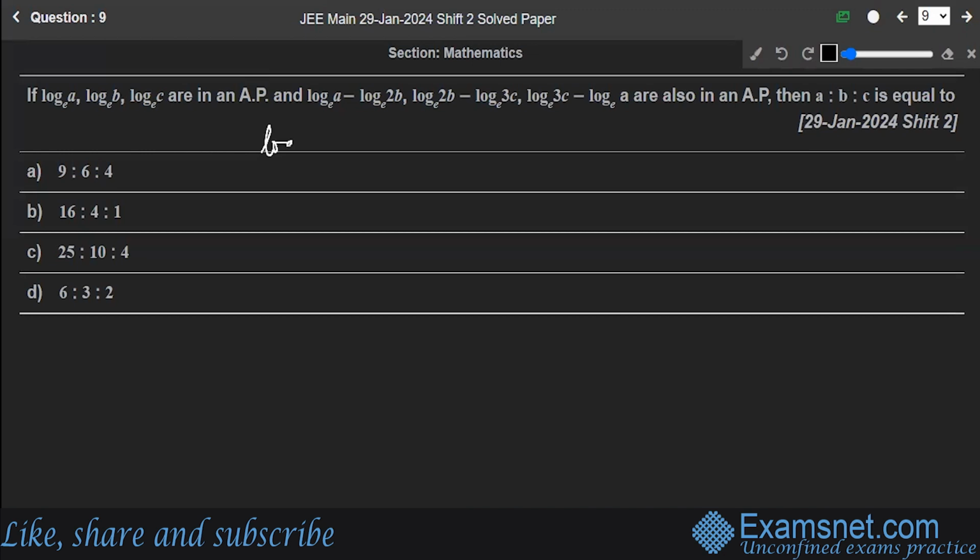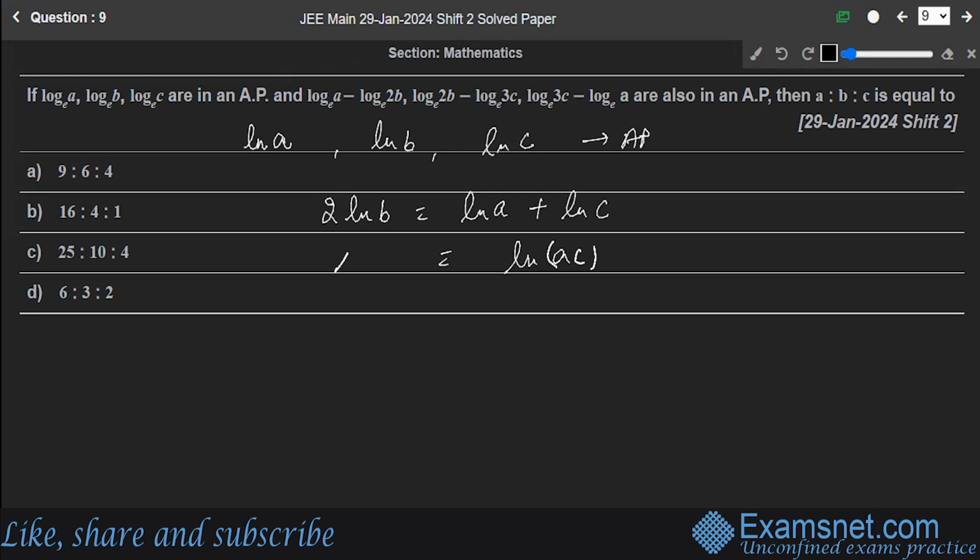First is log of, this is natural log, so I'll write it like this. Log A, B, and C. They are in AP, that makes 2 log B equal to log A plus log C. This is given by log A multiplied by C, and this is log B square. So you have B square is equal to AC.